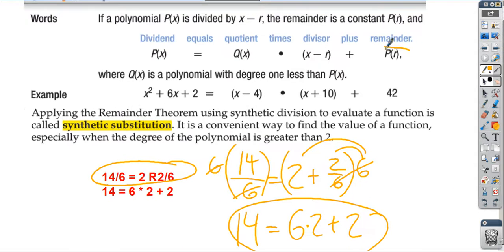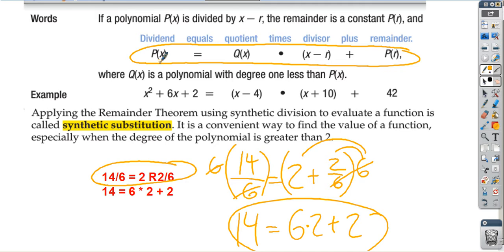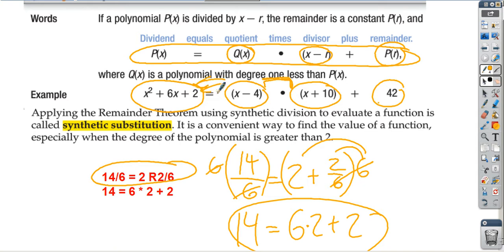This is what this stuff means up here. It basically means if you take a dividend, a polynomial that you're dividing, that's going to equal what you divided it by, which is the divisor, times your answer. The quotient means the answer to the division problem, and then plus the remainder. Okay, so here's an example. If you take this polynomial and you divide it by x plus 10, you would get x minus 4 with that remainder. So if you wanted to put it back together, you could multiply these together and add 42, and that would take you back to your original polynomial.